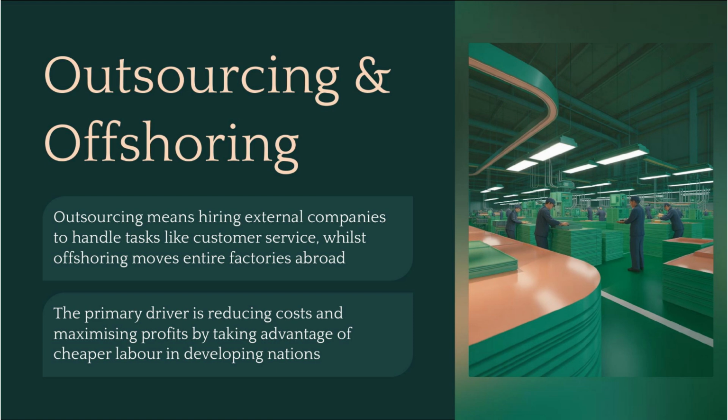This global assembly line relies on 2 strategies: outsourcing and offshoring. Outsourcing is when you hire an external company to handle tasks like customer service. Offshoring is when you move your entire factory to a different country. Why do companies do this? The primary driver is almost always money, reducing costs and maximizing profits. They are taking advantage of cheaper labor in developing nations. This keeps the price of your phone or sneakers low. But it raises significant ethical questions about wages and working conditions.